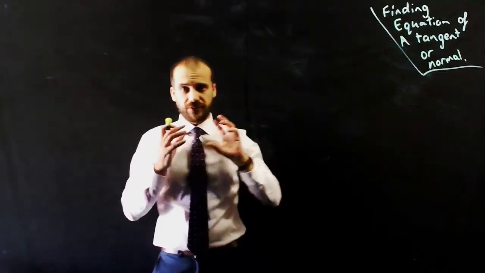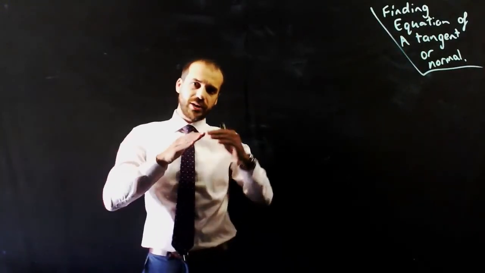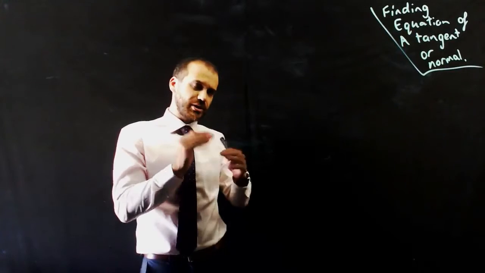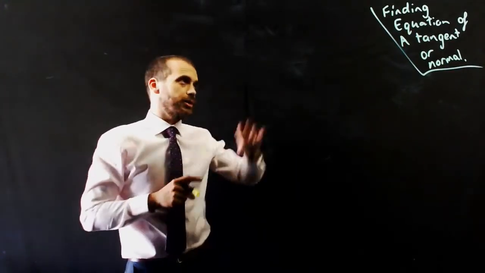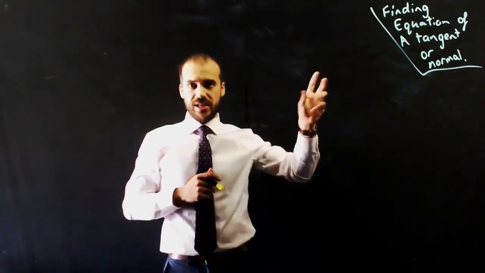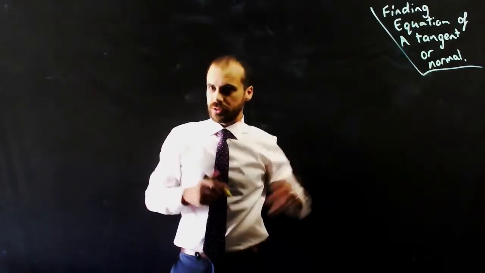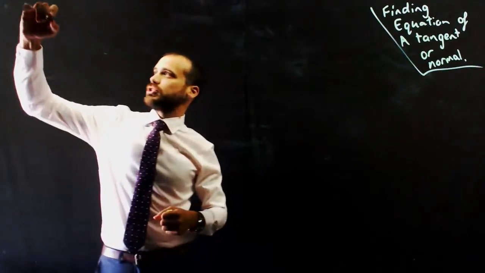So let's assume you've been given a function and you want to find a line that just touches the function but doesn't pass through it, just touching it. That's finding the equation of a tangent. We'll talk about normals in a minute. So let's just jump into an example.